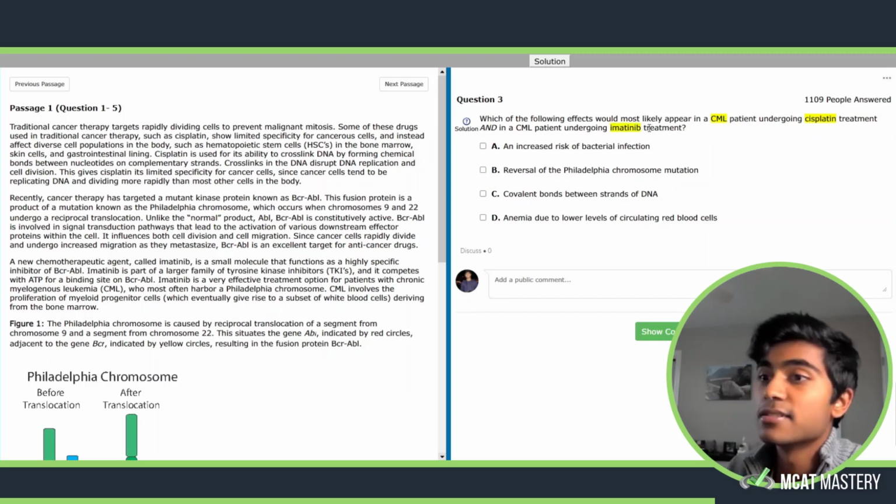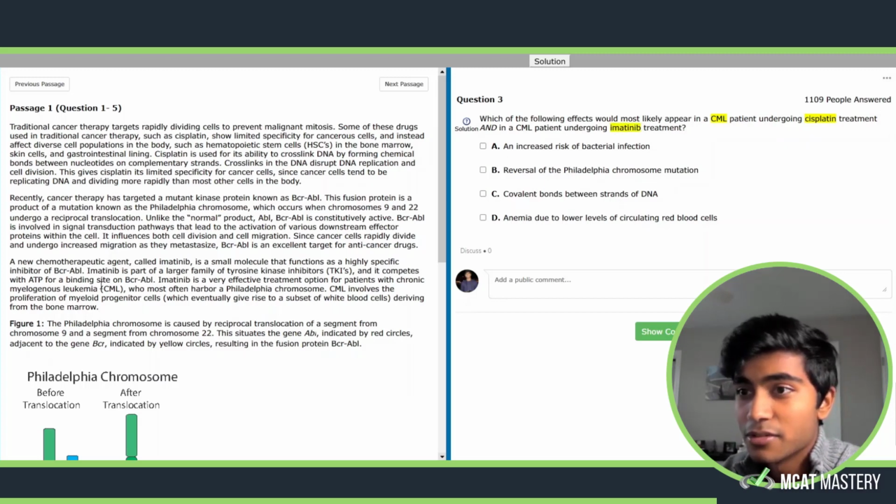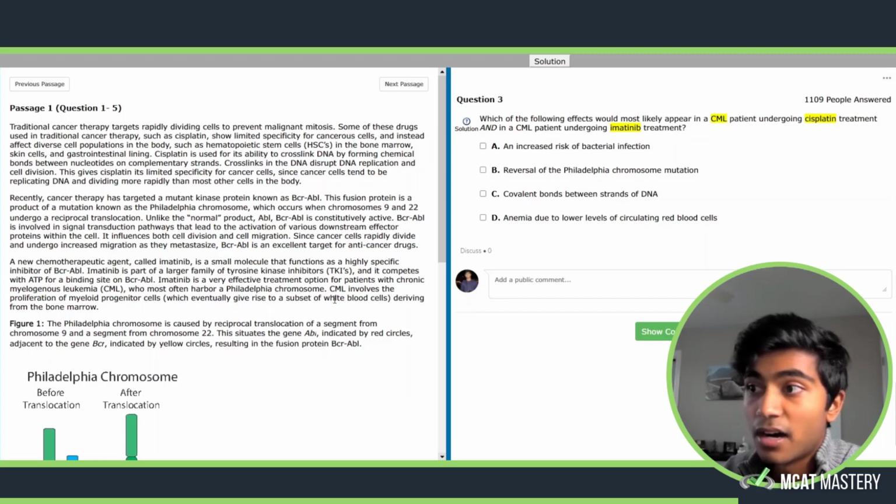So first, CML. I kind of forgot exactly what that stood for, so I'll check back in the passage. And it has a role in leukemia, right? The white blood cell cancer. So we know that there's some effect in white blood cells for both cases. So undergoing cisplatin treatment affects these cross-links, right? And we see it's affecting all these things, the bone marrow and everything. Imatinib, we see also, right? Here we're talking about these cells that give off white blood cells. So what I'm seeing is white blood cells, a lot of, right?